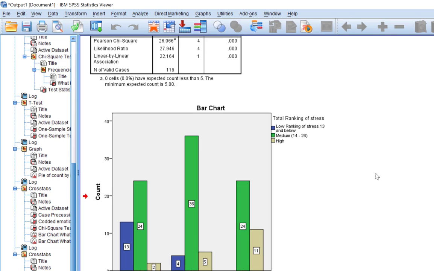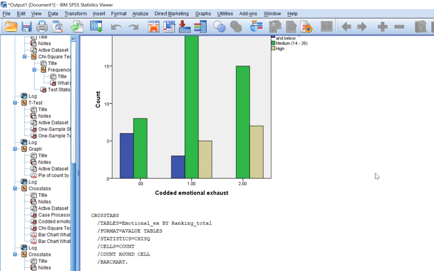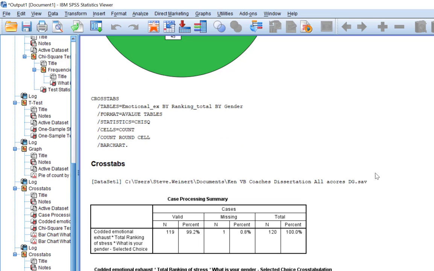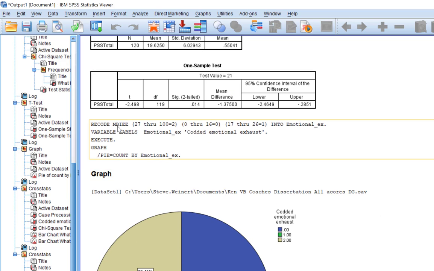So, just so I understand, what you did was you took the stress scale, and then I recoded it. So let me pull it. The code's right up in here. So I'm going to cross tab. So I recoded MBIE 27 through 100 equals a 2, 0 through 16 equals a 0, and 17 through 26 equals a 1 into emotional exhaustion. So I recoded it, and then I labeled it. And so you can recode to increase your degrees of freedom, changing it from a continuous variable to a categorical variable. Then you can recode things really nicely, and it increases your statistical power and allows you to group stuff, which is nice.